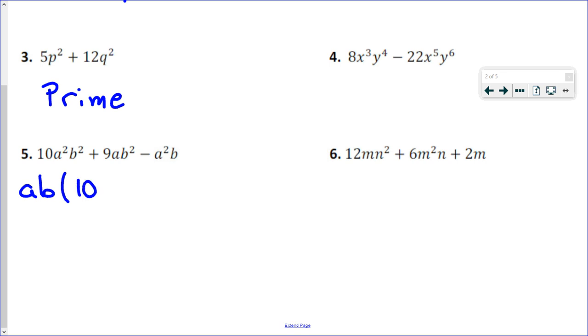So that would give me 10. A squared divided by A leaves me with A. B squared divided by B leaves me with B. Divide out an A and a B here, and you're left with 9B. A divided by A would just leave you with 1, so the A goes away, minus A. So again, A squared divided by A is A. B divided by B is 1, so it just goes away.